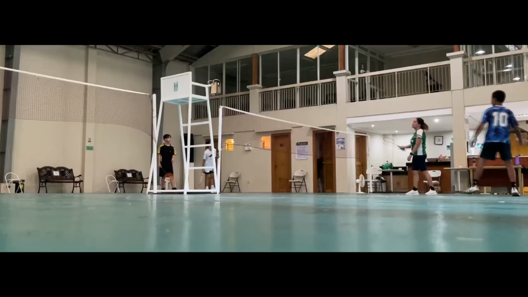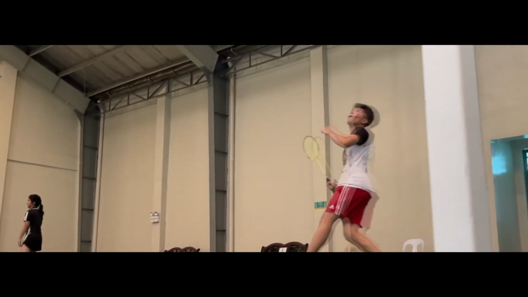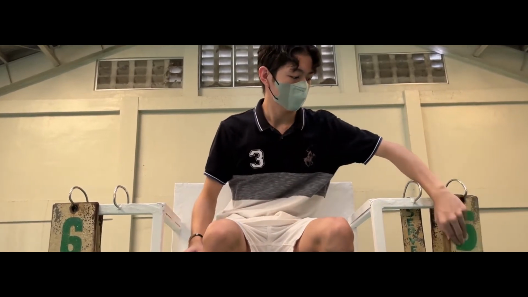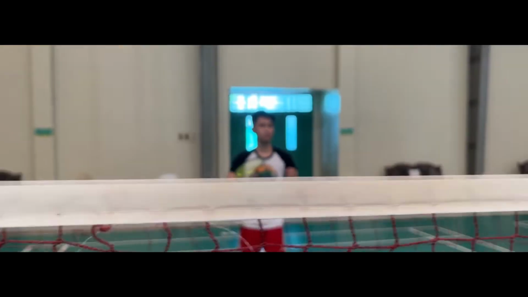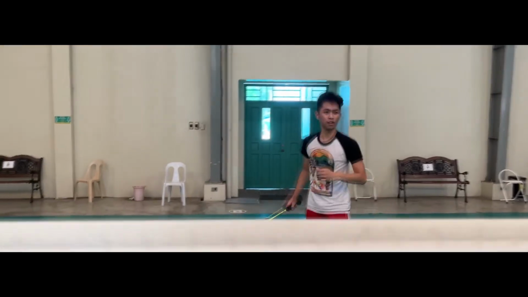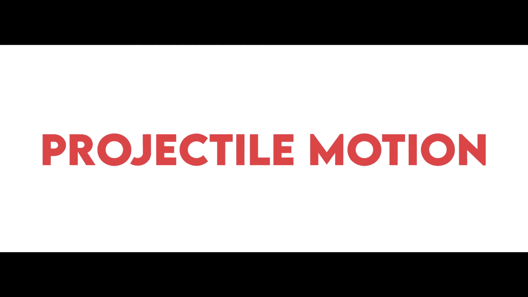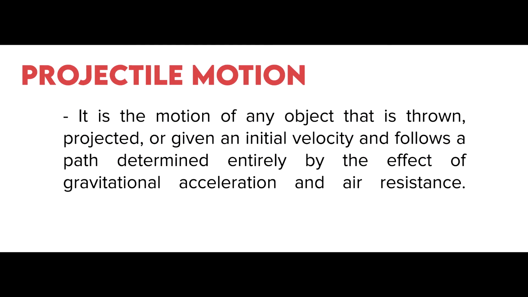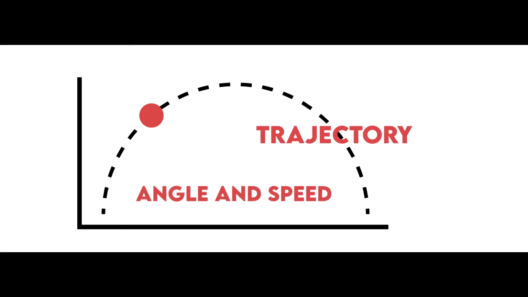Being a referee for badminton, seeing those shuttlecocks flying from one side of the court to another is amazingly scientific. I know you know this concept. Whenever something is thrown or has flown to the air, such as throwing a bottle, projectile motion is the concept at play. If it seems new to you, projectile motion is the motion of any object that is thrown, projected, or given an initial velocity and follows a path entirely determined by the effect of gravitational acceleration and air resistance. This path, followed by a projectile, is called trajectory. Manipulating the angle of release and speed of release is the key to winning this badminton game.